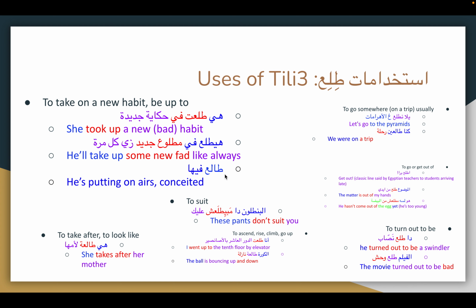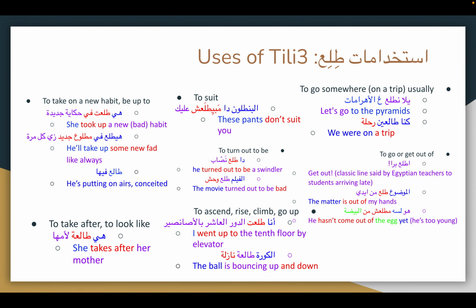There's also this expression, هو طالع فيها. What the ha is in fiha, I don't quite know, but it means like he's putting on airs or he's acting conceited in some way. هو طالع فيها. Yeah, those are all the usages. I got a little confused for a second about the matluh thing, but so let's quickly review.